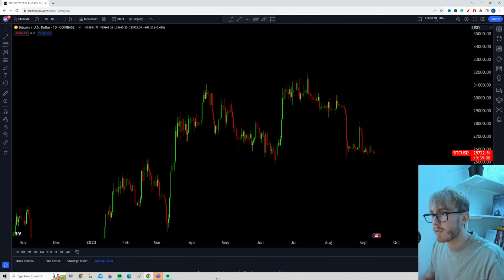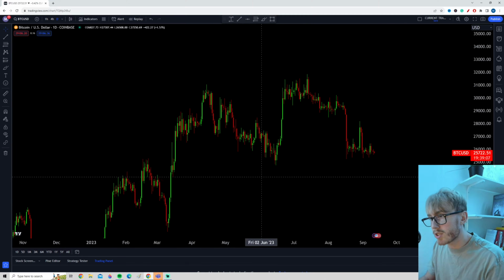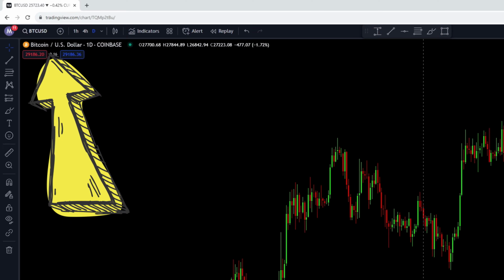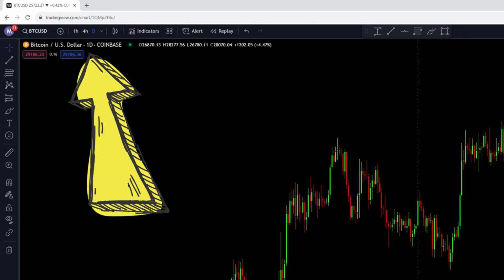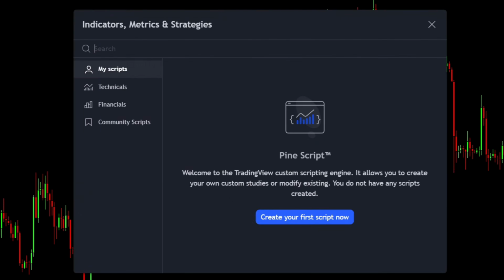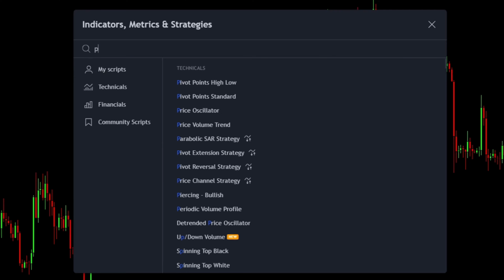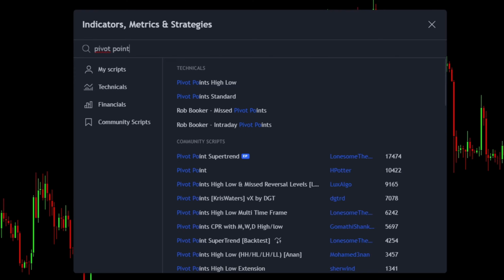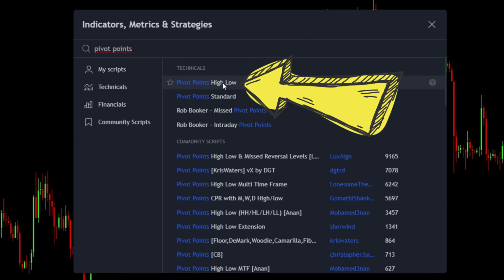Alright, so let's start this video off here by opening up a chart. Right now as we're speaking, we're looking at Bitcoin on a daily time frame. And let's open up our first indicator here. So we go up to the indicators tab, and what we want to search for here is pivot points. And we want to open up the indicator called pivot points high and low.